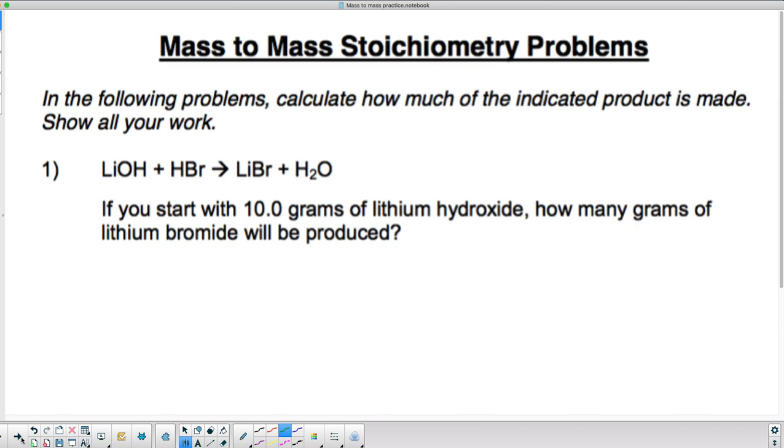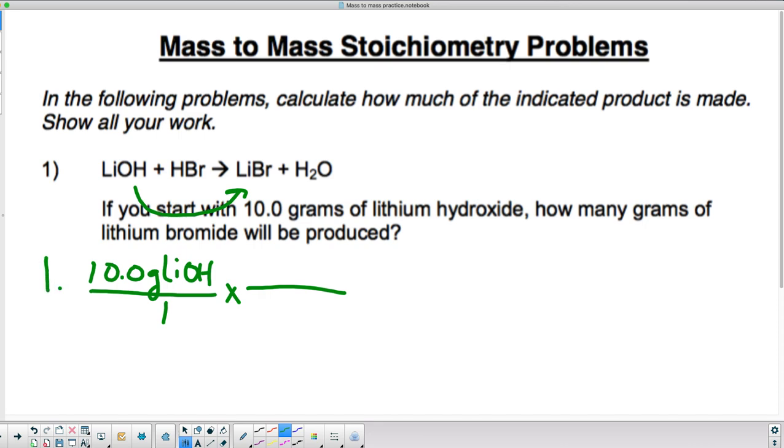So here's my problem. And the following problems calculate how much of the indicated product is made. Show all your work. So here we're going to go from lithium hydroxide to lithium bromide. I'm going to start off the same way that we did for all of these problems. I start off with grams. In this case, I want to make sure I make it obvious it's lithium hydroxide. I'm going to start that over 1 like that. Now, for step number 1 in green, I'm going to change grams of lithium hydroxide to moles of lithium hydroxide, which means 1 mole of lithium hydroxide goes on the top like this.